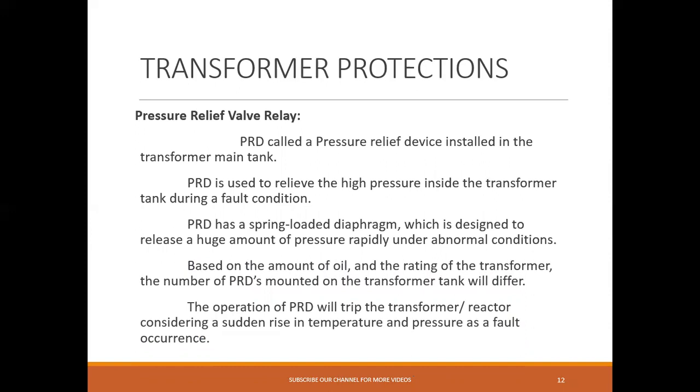rapidly under abnormal conditions. Based on the amount of oil and the rating of the transformer, the number of PRDs mounted on the transformer tank will differ. The operation of PRD will trip the transformer or reactor, considering a sudden rise in temperature and pressure as a fault occurrence.